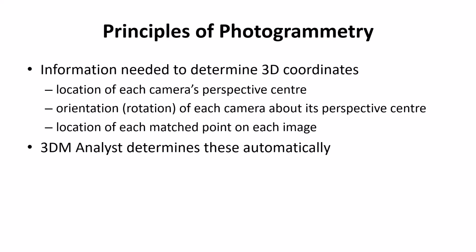So coming back to the principles of photogrammetry, the information that we need to determine the 3D coordinates in our model are the location of each camera's perspective center. That is essentially the center of the lens on the camera. We also need to know the orientation, which is the rotation of the camera about its perspective center with respect to some sort of coordinate system that we choose. And then we need to know the location of each matched point on each image. 3DM software will do these things automatically for us, either Analyst or CalibCam.